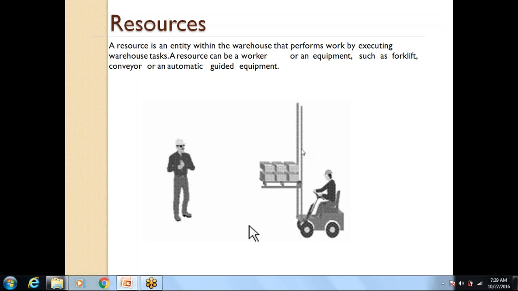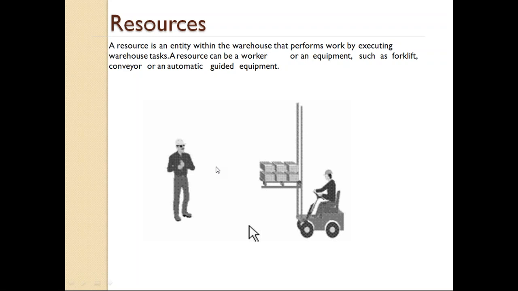You can also say that this resource can only work in inbound, and this resource can only work in the outbound area. So work allocation can also be done by using resources. Just creating resources is of no use, you have to take more features out of the resource. Let's say the capacity: how much weight, how much volume, and what kind of pallets it can handle. Capacity can also be maintained there.